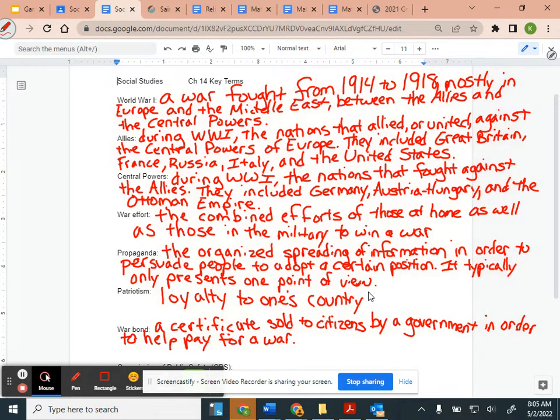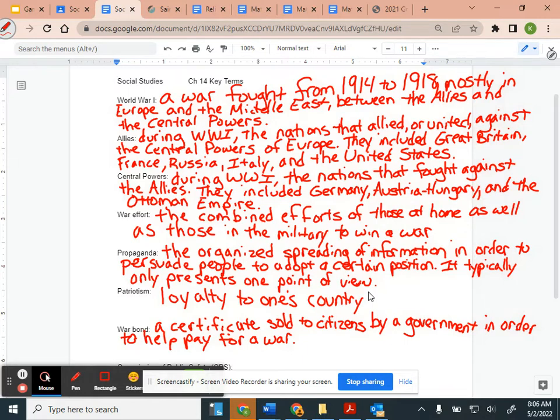The bond is a written promise to repay the buyer the full amount of the selling price with interest on or after a specified date. I don't have room to write all of that with my marker. It gets too big. So if you want to write the full definition, look at it in the book. Just know that war bond, people pay for it.